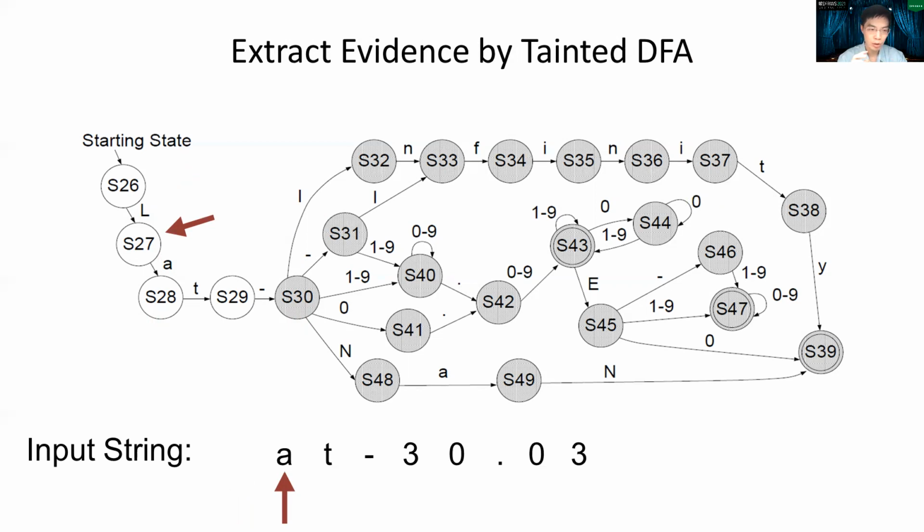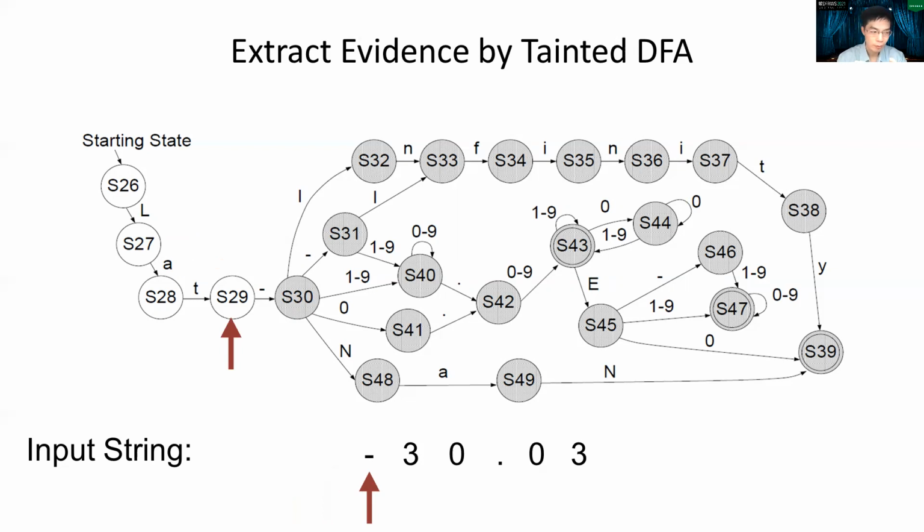And since these two states are the states without the evidence type, this character should not be counted as any kind of evidence here. And next is the A and T and hyphen. So when we move to the hyphen, this is the first scenario that we earlier proposed. We move from a state without the evidence type to a state with the latitude evidence type.